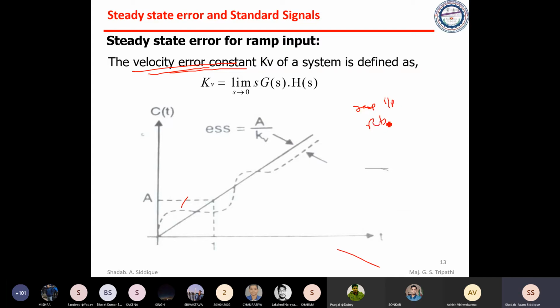Ramp input r(t) is nothing but At for t greater than 0 and 0 for t less than 0. So At is a straight line with the slope A. That is the At we are getting. Now we have the response, and the response looks like this. This is tracking this input, and it will be oscillatory in nature.